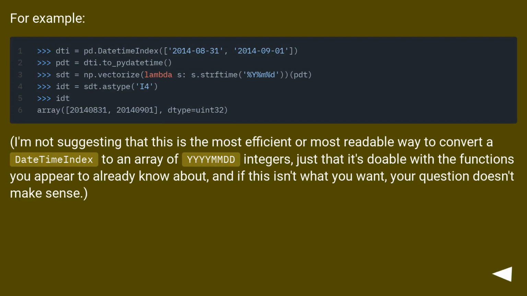I'm not suggesting that this is the most efficient or most readable way to convert a DateTimeIndex to an array of YYMMDD integers, just that it's doable with the functions you appear to already know about, and if this isn't what you want, your question doesn't make sense.